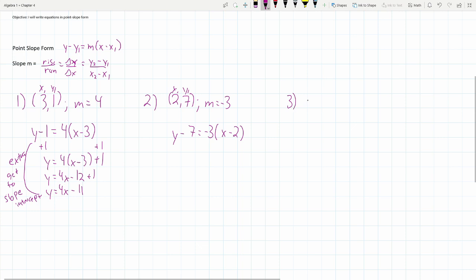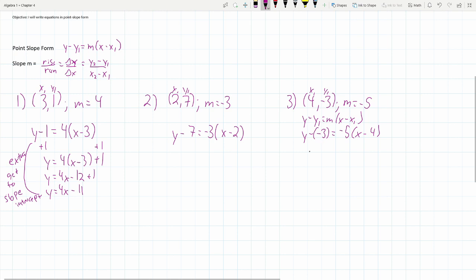Number 3. If I'm given the point (4, -3), and m equals -5, I probably should write this out. y minus y1 equals m(x minus x1). Okay, so I go y minus, this is x1, this is y1. So y minus -3 equals, my m is -5, x minus 4.